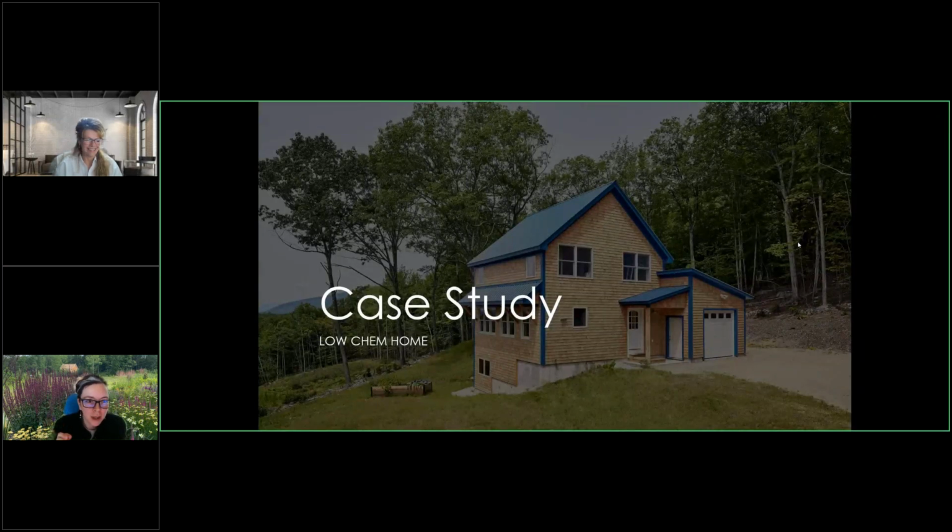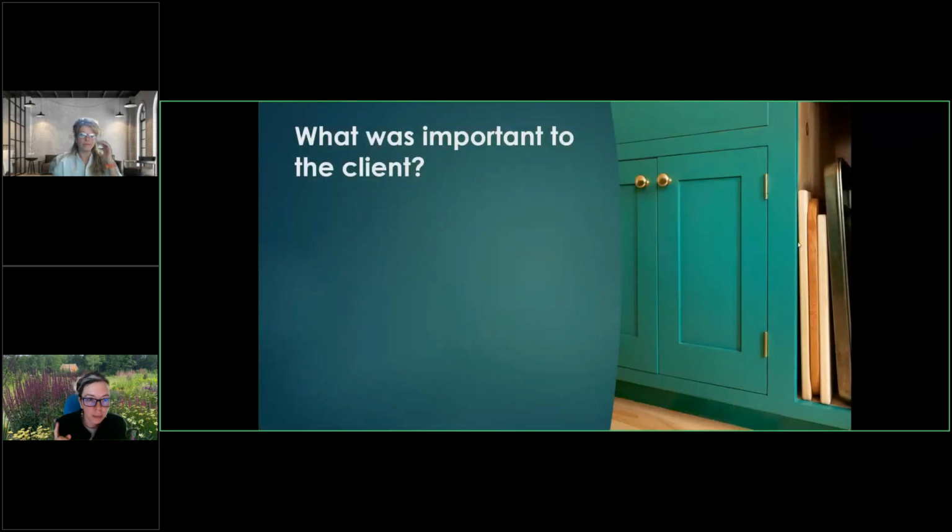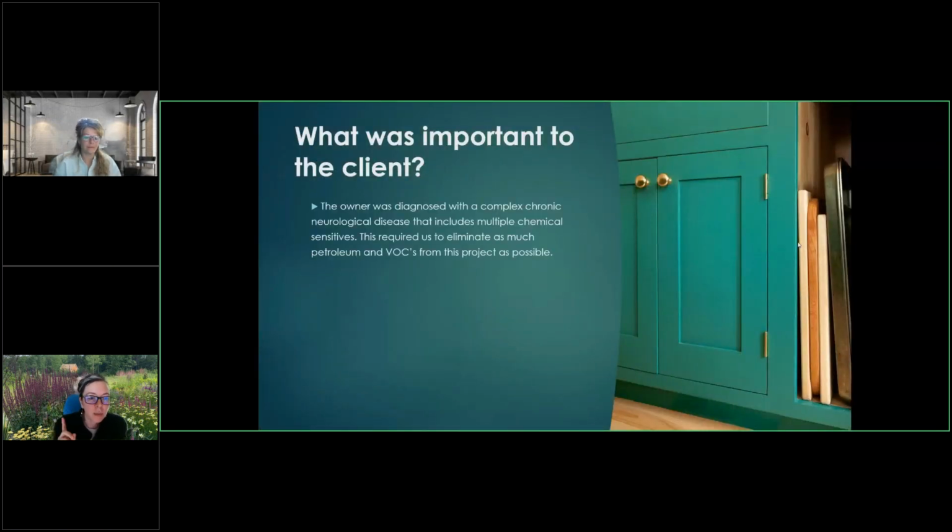So everyone asks, well, what did you do? This is client facing. This was a particular client that we had. They had multiple chemical sensitivities after living over a bus station for several years. What was important to the client? They were diagnosed and they knew they had a petroleum allergy. So we were very specifically looking to remove petroleum and VOCs in this project.